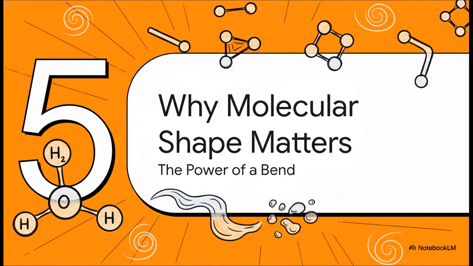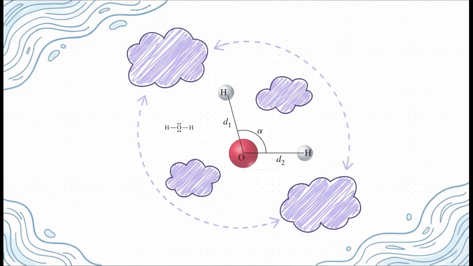Okay, so who cares, right? A line, a triangle, a pyramid. Why does any of this molecular shape stuff actually matter? Well, let's bring it all together and look at probably the most important substance on our planet, water. So if you draw water on a piece of paper, you'd probably just draw it as a straight line. But in reality, thanks to VSEPR theory, we know that's wrong.